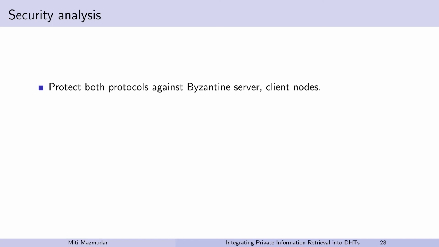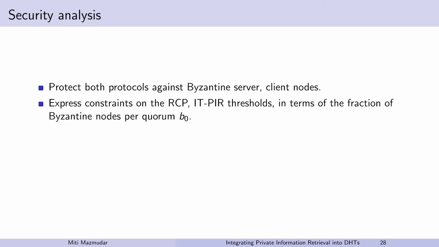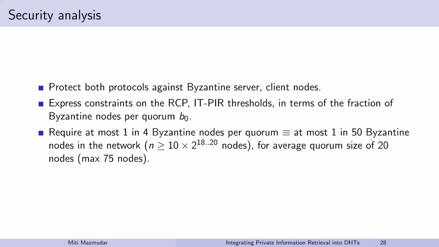So as I've discussed, while designing our file insertion and retrieval protocols, we consider attacks by Byzantine server nodes. In our paper, we also consider Byzantine client nodes and include protections against them in both of our algorithms. For our protections to work, we express constraints on the RCP threshold and IT-PIR threshold in terms of the fraction of Byzantine nodes per quorum. We arrive at the maximum number of Byzantine nodes per quorum, as well as across a network that our scheme can withstand. And we find that quorums in DHTPIR can tolerate less than a quarter of their nodes being Byzantine.